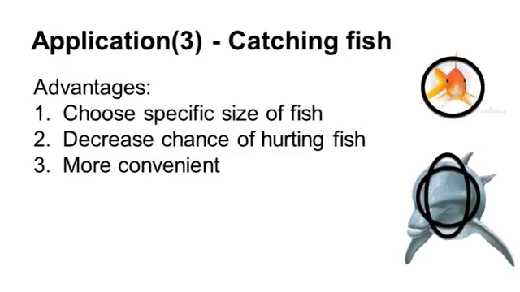And the advantage of this fish catching is that we can choose a specific size of fish and decrease the chance of hurting the fish, as the fish just have to squeeze through the circular hole and transform the circular hole into an ellipse instead of being hurt. And also it will be more convenient for catching the fish, as fishing with a net is time consuming.